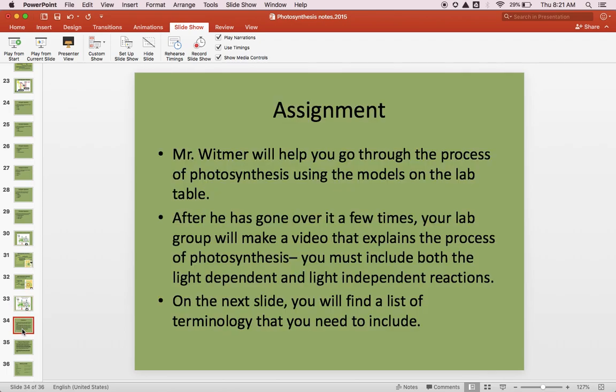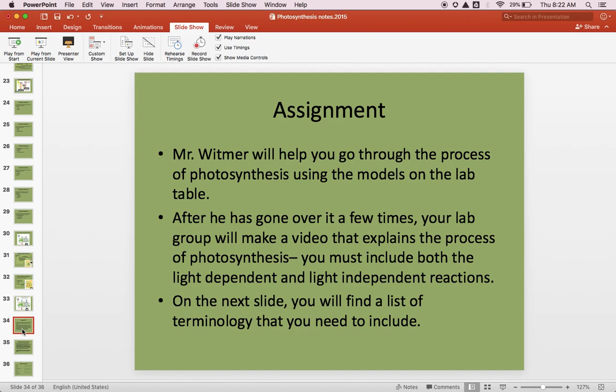So what you guys are going to do once everyone finishes up with their notes, Mr. Whitmer is going to walk you through the process of photosynthesis using the models on the lab table like we did the other day. And you will get in your same lab groups as you have been in before, so make sure you do that. And after Mr. Whitmer has gone over the whole process of photosynthesis with you a couple times, your lab group is going to make a video that explains the process of photosynthesis.